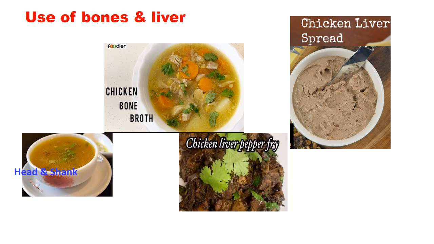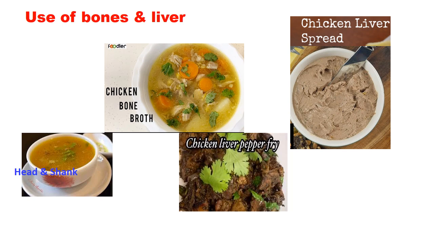In this case, one of the edible uses, we can boil and make broth, or from that we can make soup. Similarly, the head and shank also can be processed hygienically and we can make soup. So these products we have made in our laboratories, the bone soup or head and shank soup.